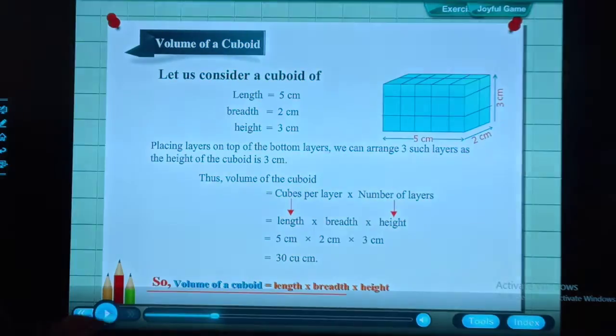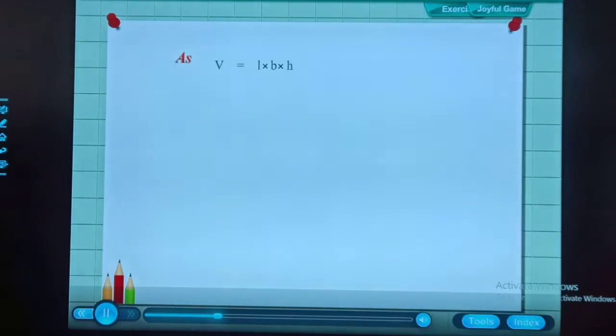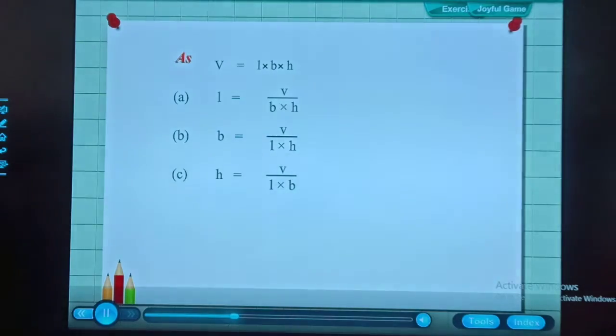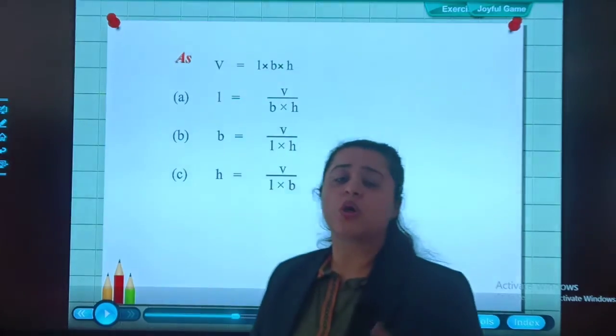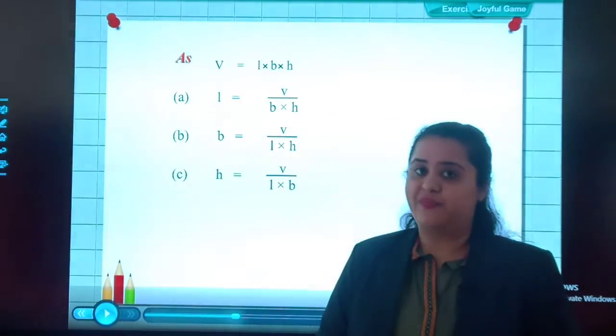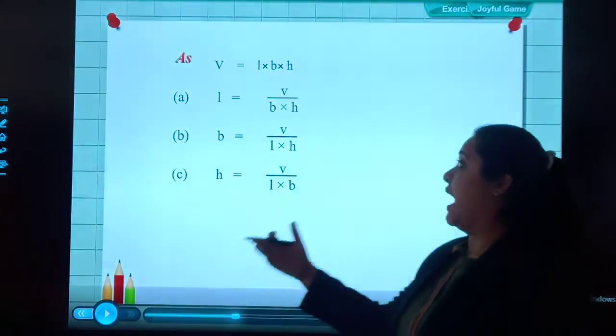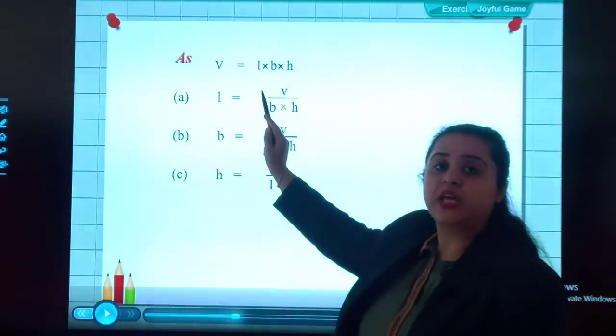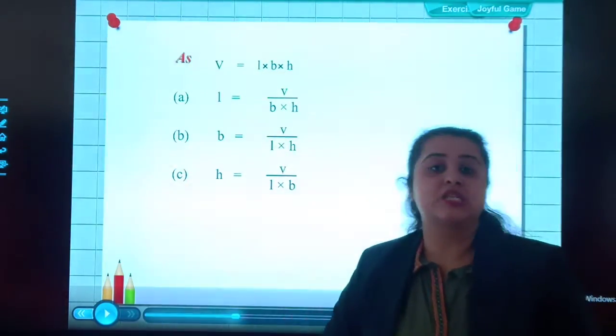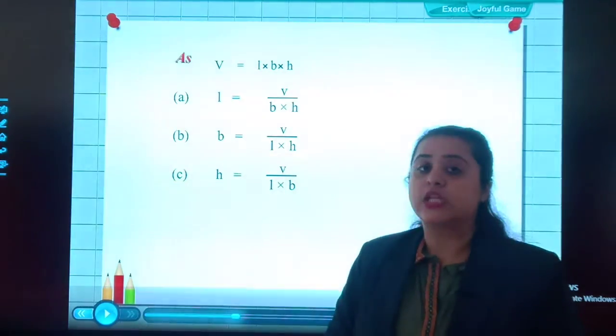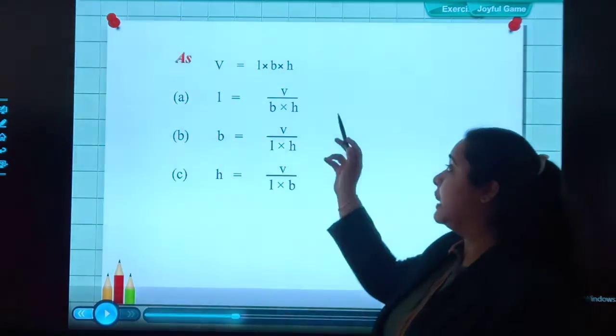Volume is equal to length into breadth into height. So, length is equal to volume upon breadth into height, breadth is equal to volume upon length into height, and height is equal to volume upon length into breadth. Students, all these formulas are on page number 175 of your textbook. As you can see, volume equals length into breadth into height. In some cases, you are supposed to find the length.